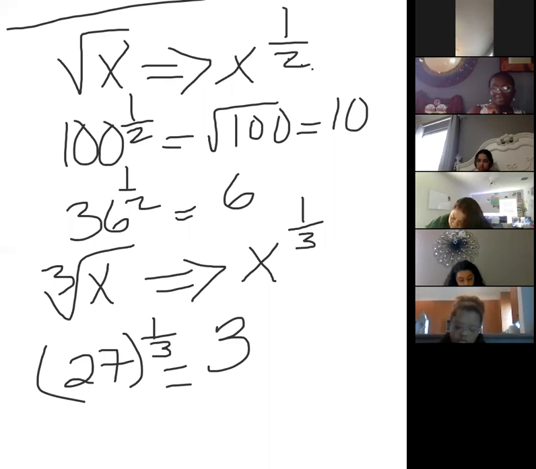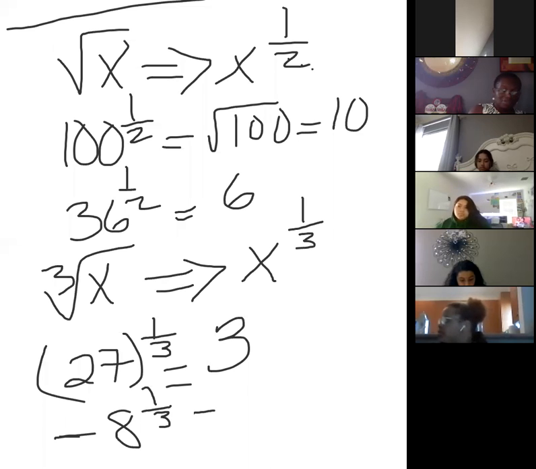You can also type this into your calculators, guys. One more like this. If we have a -8 to the 1/3 power, this is asking us to find the negative cube root of 8. So this would become -2. And that's it. You're just simplifying this fractional exponent.